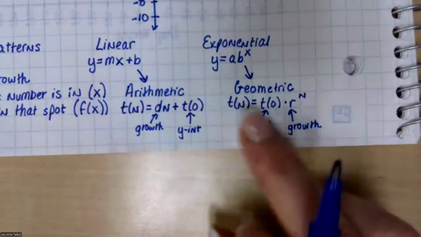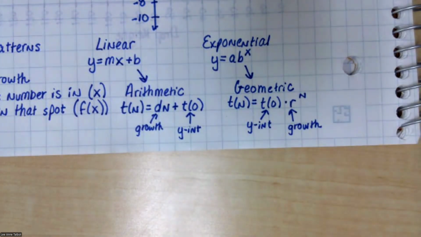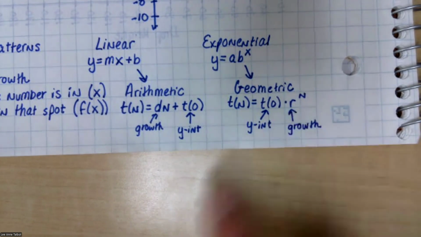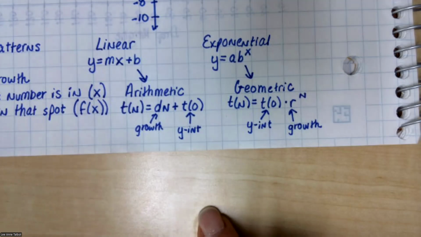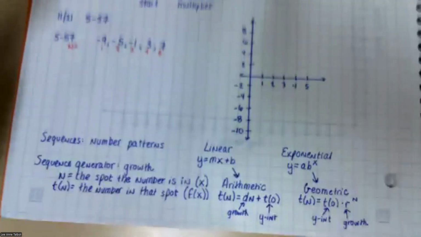And this is still y equals ab to the x. It's just different notation for sequences. This is still the y-intercept. This is still the multiplier. But it looks different because it's a sequence. Okay, so once you have all this stuff, then we're going to practice.